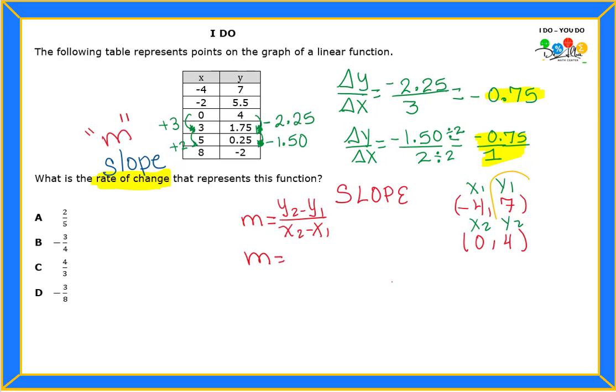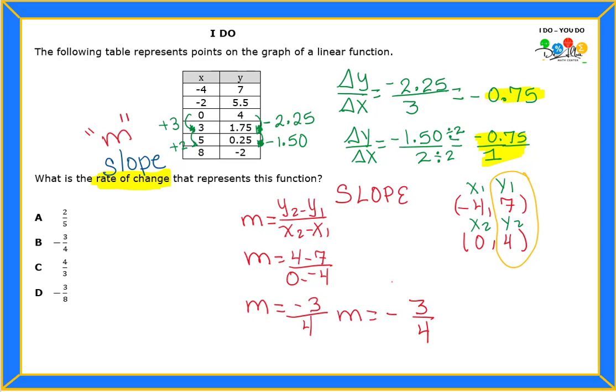The next thing is I'm going to circle my y values. Those are the ones that go on the numerator. So this will be 4 minus 7 over 0 minus negative 4. Be very careful with the negative 4. My denominator says 0 minus, but then I still need to put the negative sign. So 4 minus 7 gives me a negative 3, and 0 minus negative 4, I get a positive 4. So this is the same as negative 3 over 4.